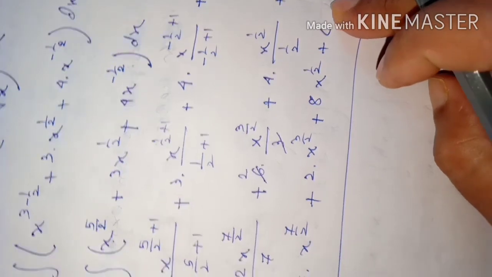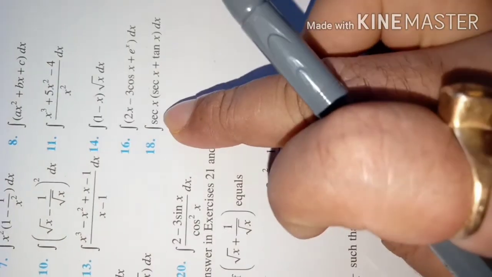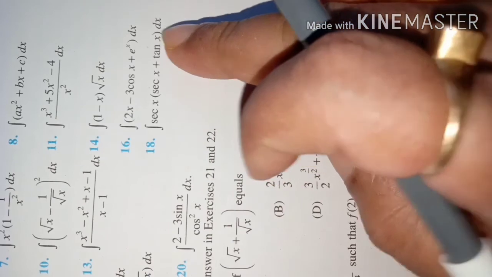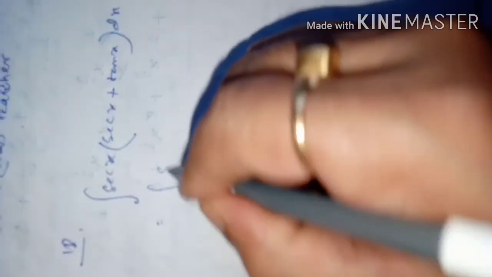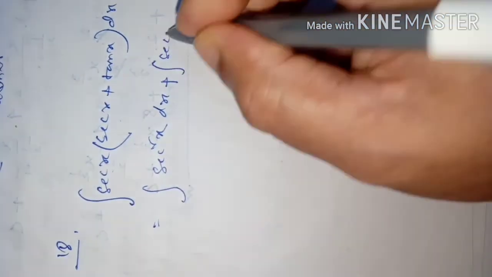Okay, dear students, let's take one more question. Question number 18, integration of sec x into (sec x plus tan x) with respect to x. So we'll write here integration of sec x into sec x plus tan x dx. So integration of sec into sec is sec square x dx plus integration of sec x into tan x.